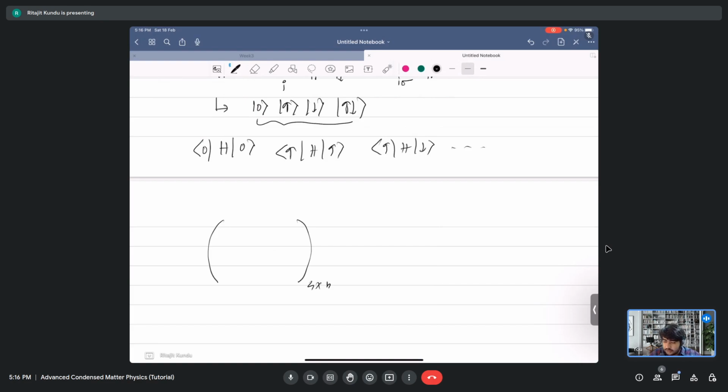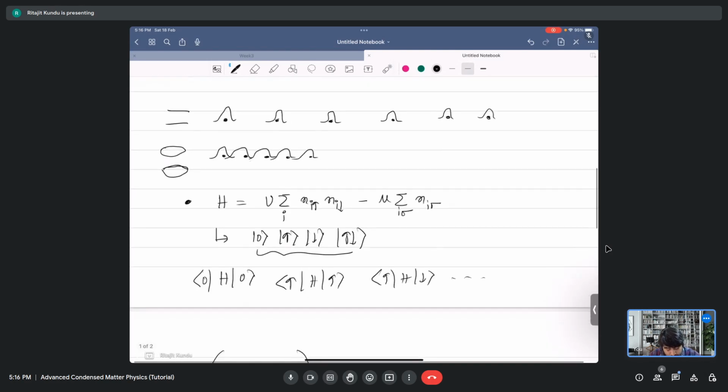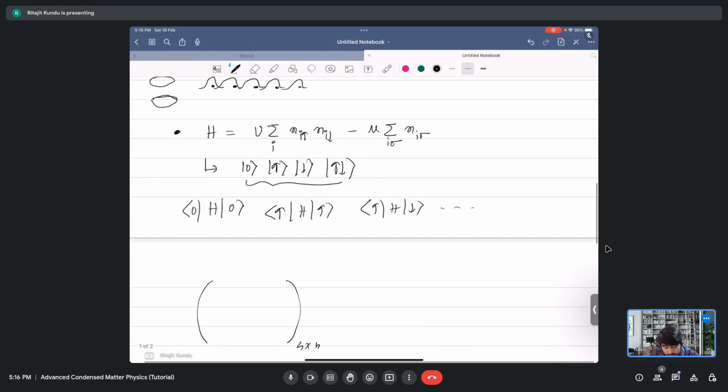So let me do a little trick here before calculating the eigenvalues. This is one form of the Hubbard model. This is not actually particle hole symmetric.